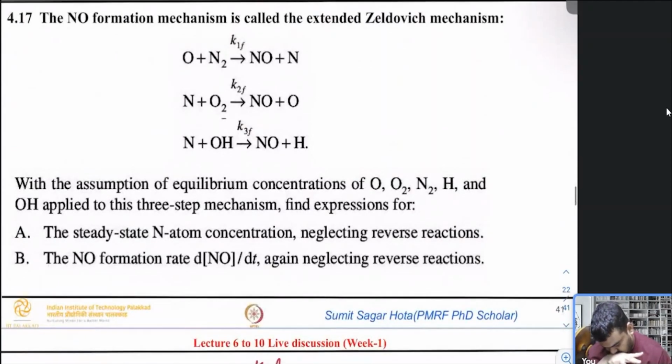Now it's chapter 4. The previous one was chapter 2, now it's chapter 4.